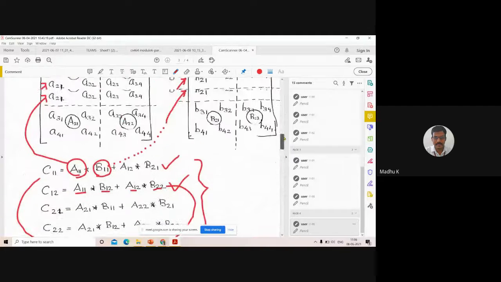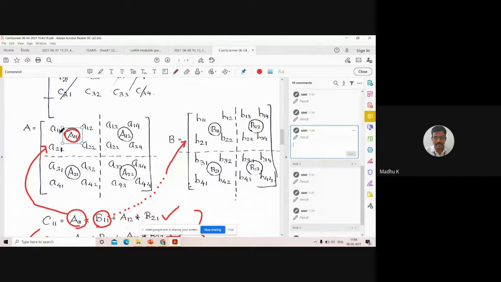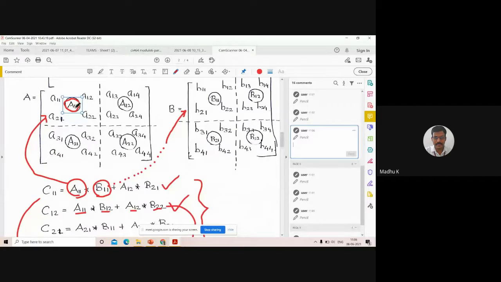So what does Strassen's matrix multiplication mean? This is A11. A11 is a 2 by 2 matrix. We will find A11, A12, B11, B12, A21, A22, B21, B22. These are all 2 by 2 matrices.